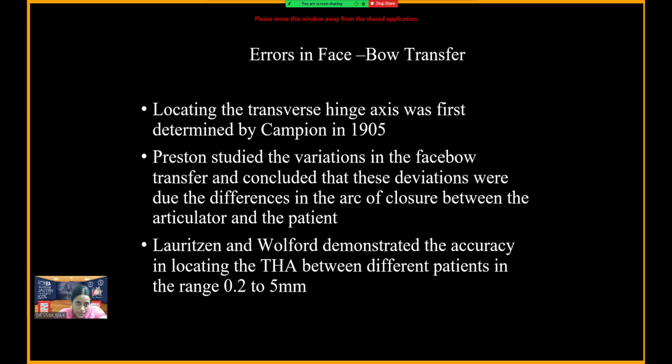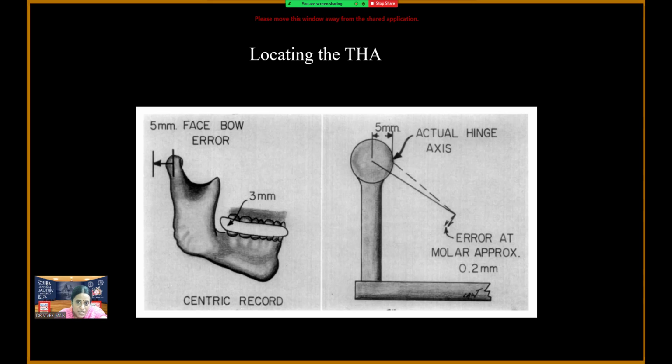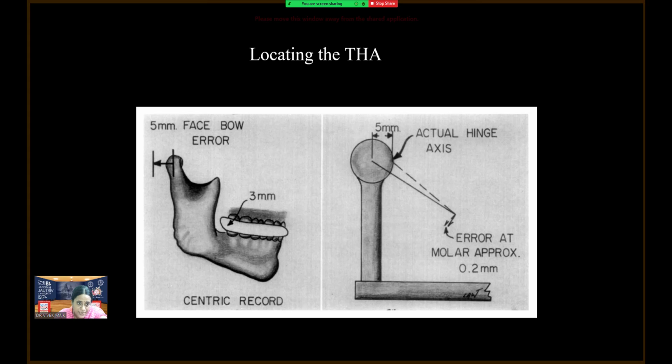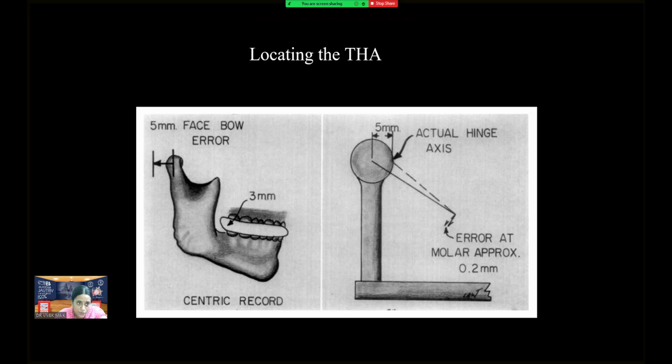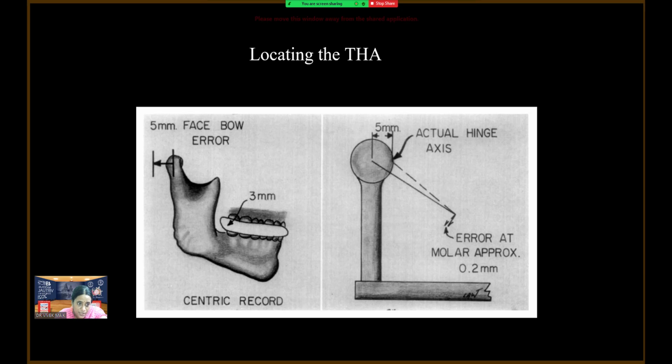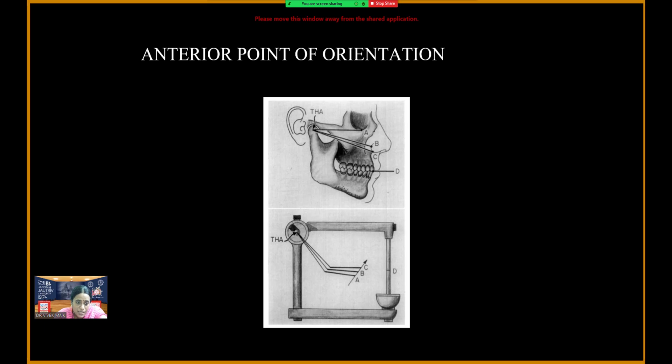The errors in phase 4 were first located by Campion in 1905, and the deviations were also studied in the arc of closure by Preston, and Lauritsen and Woolford showed differences in the transverse hinge axis in different patients, ranging from 0.2 to 5 millimeters. So there's an error in the phase 4 after a centric relation record is taken, and on the right side you see a picture where the actual hinge axis of the patient is not being transferred to the articulator, and so there's an error in the posterior area in the molar of approximately 0.2 millimeters.